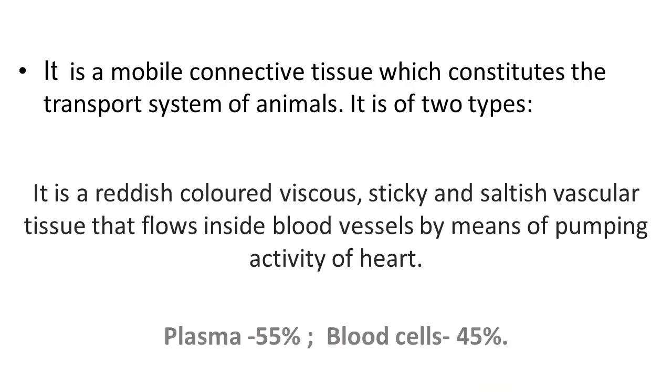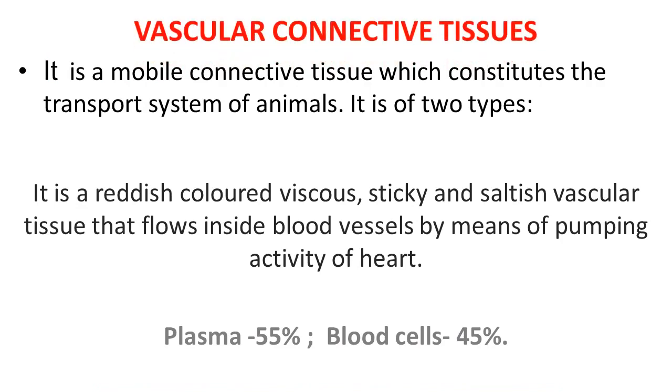The next important tissues are what we call vascular connective tissues. As I told, these tissues are responsible for transportation. That's why it is called vascular, and here the matrix is fluid in nature. They are of two types. One is the blood, another one is the lymph.